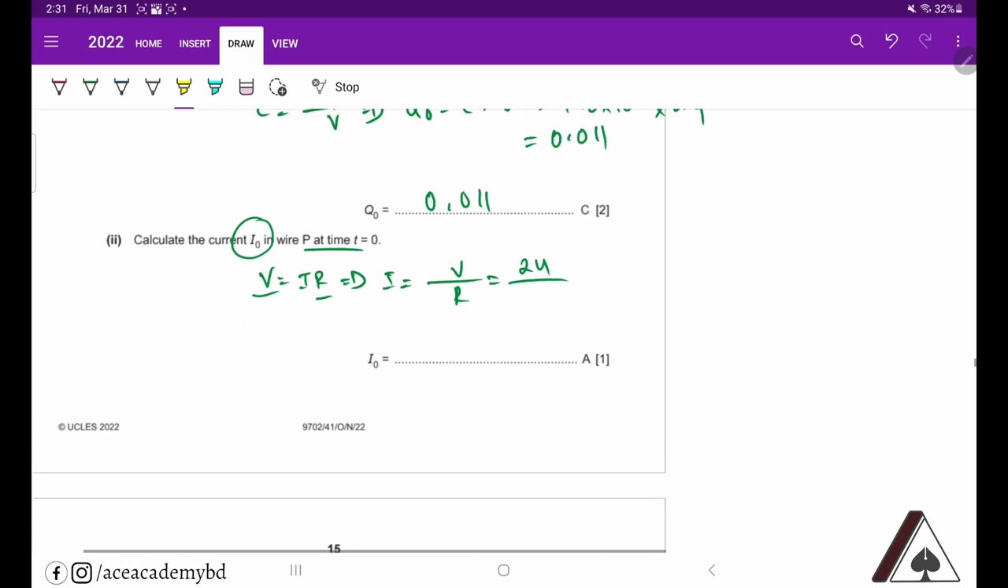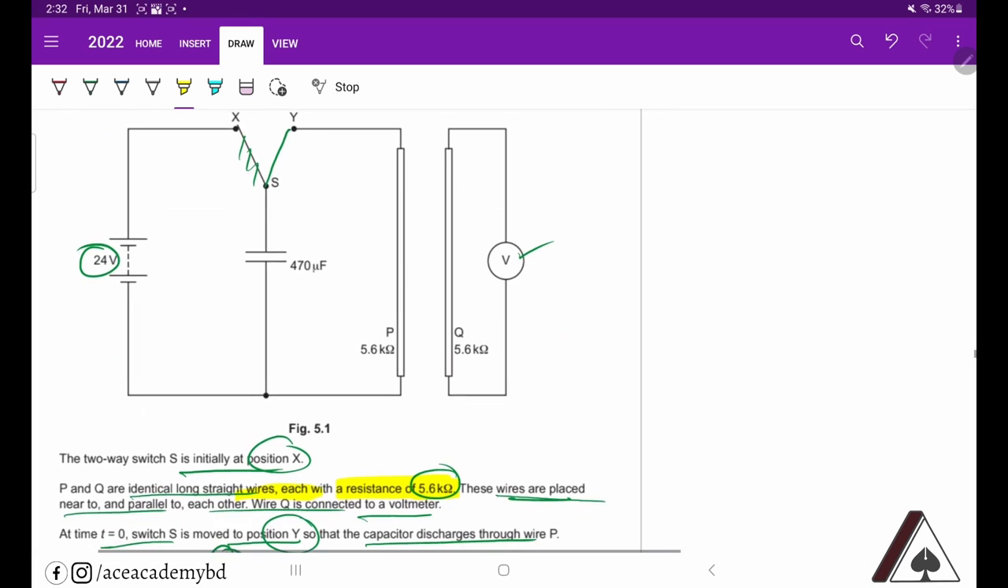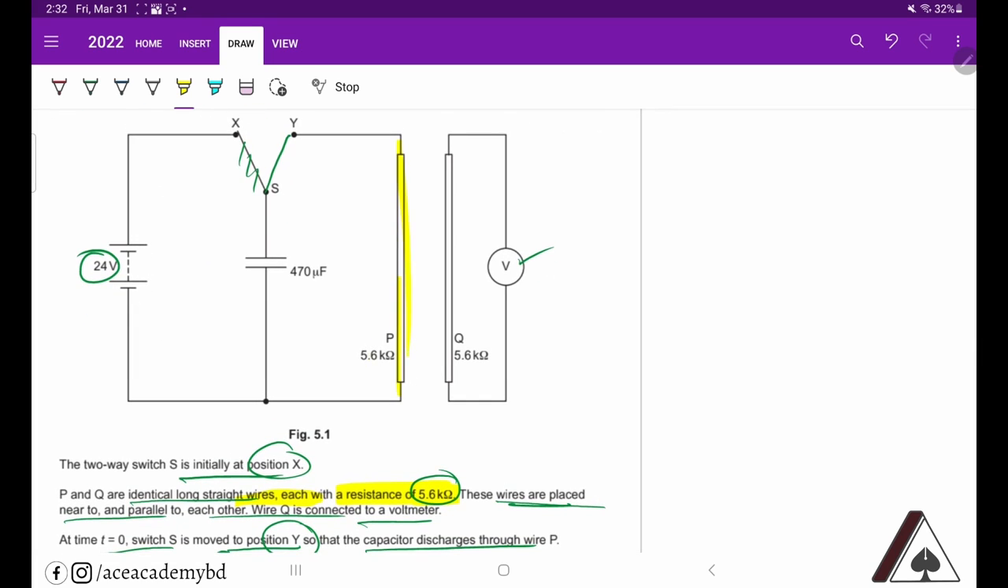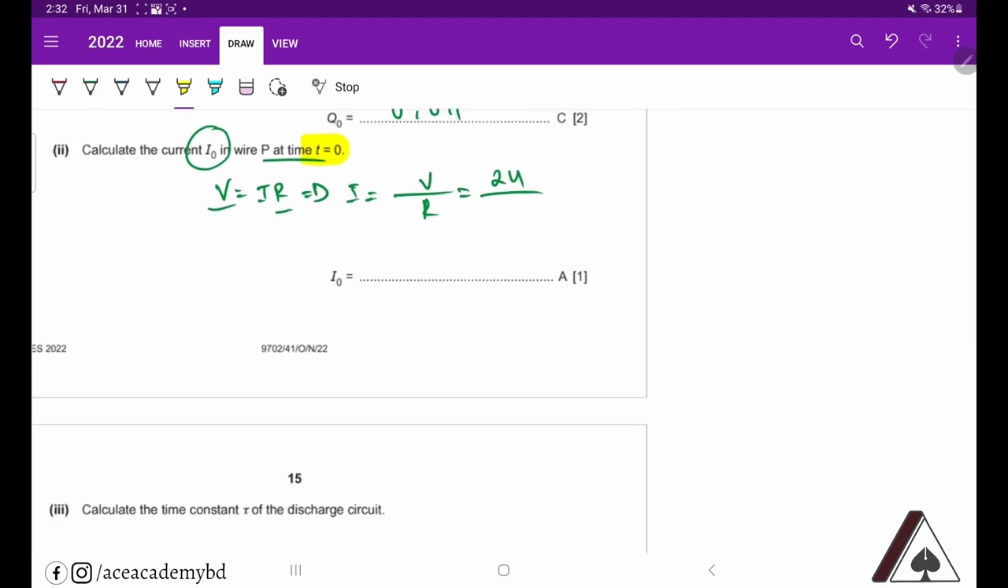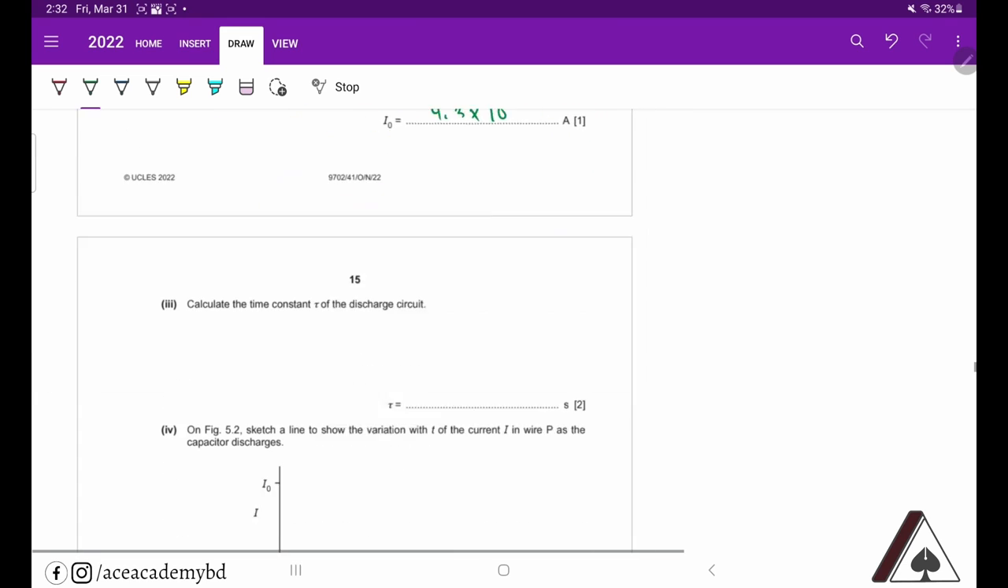So since it's I not at t equals zero, at t equals zero over here, this is the wire. So that is the resistance we're going to use, which is 5.6 kilohms. So let's just write 5.6 times 10 to the power 3. Now, if you input this on your calculator, you're going to get an answer of 4.3 times 10 to the power minus 3 amperes. Okay.